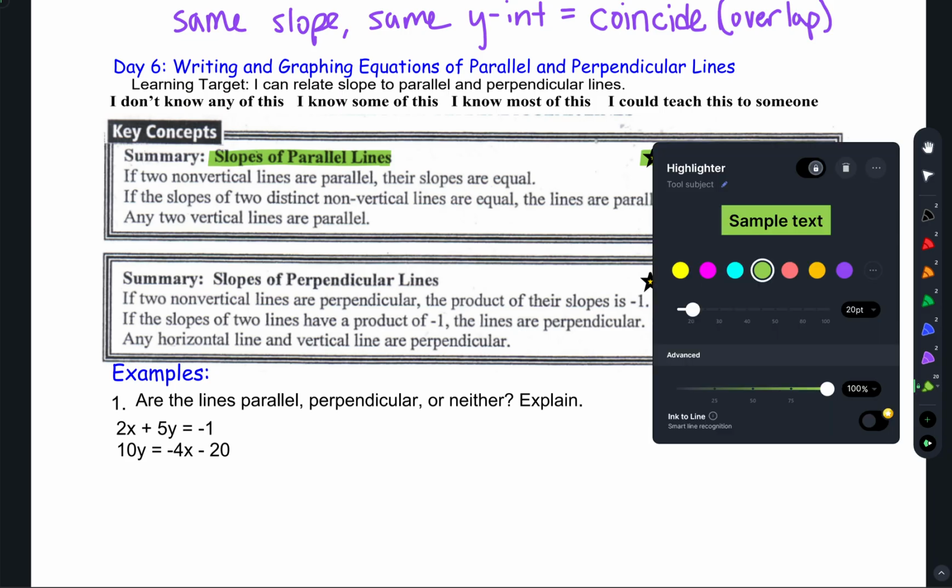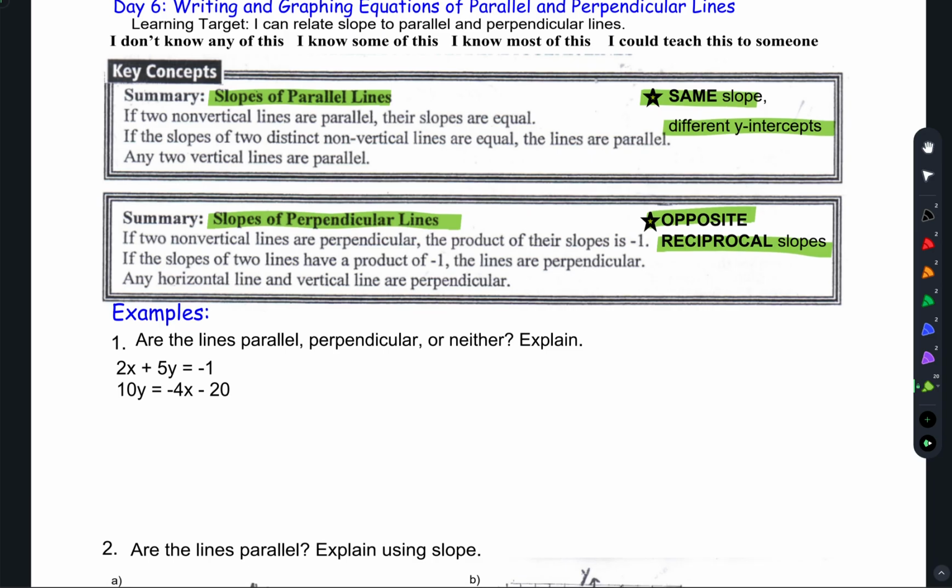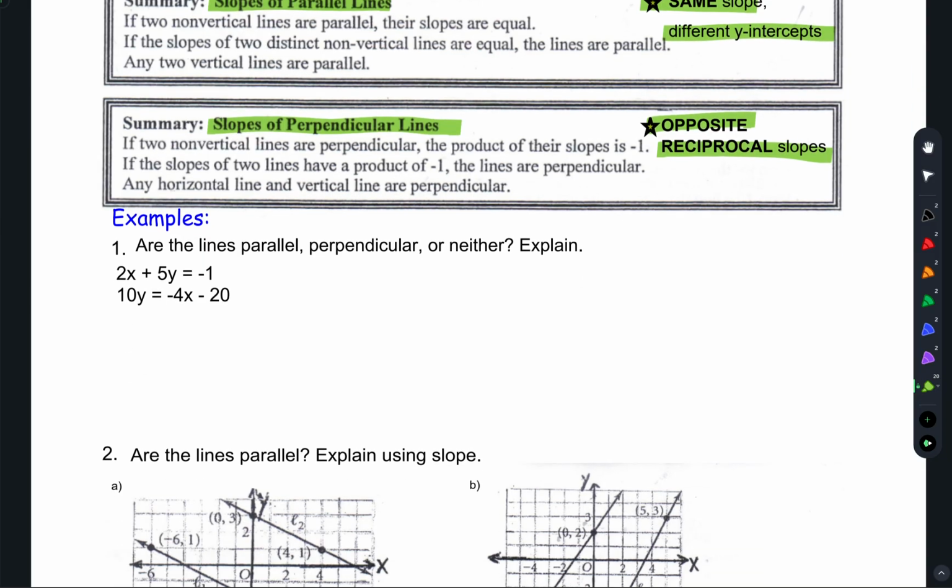Our last one is perpendicular, and we know two lines are perpendicular if their slopes are opposite, meaning one positive, one negative, and reciprocal, meaning I take a fraction, I flip it upside down, right? We've seen this before. This isn't new for us. So what we're going to be doing is, number one, identifying whether lines are parallel, perpendicular, neither, whether they coincide, all that good stuff. Let's start there.